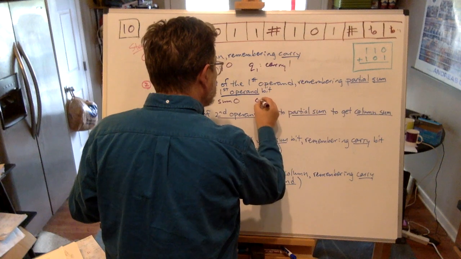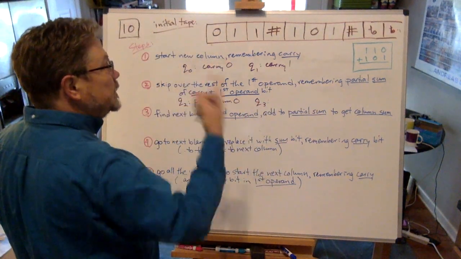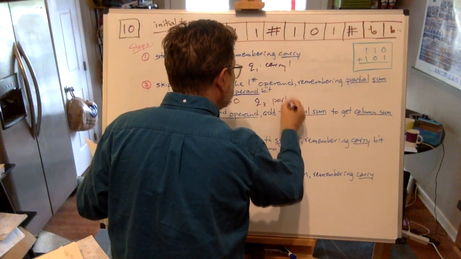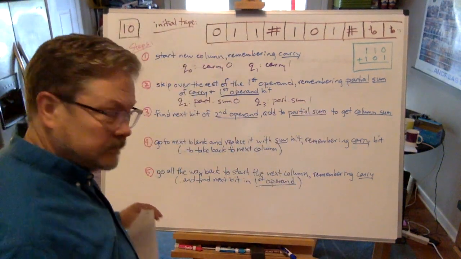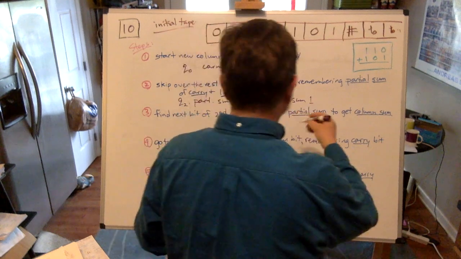Q3. There's 2 ways to get to Q3. I've got a carry in of 0, find a 1, carry in of 1, find a 0. But that's a partial sum on the column so far. Partial sum of 1. But there is another possibility for this one. So for step 2, I'm going to need 3 states.